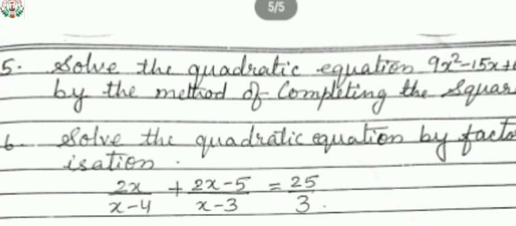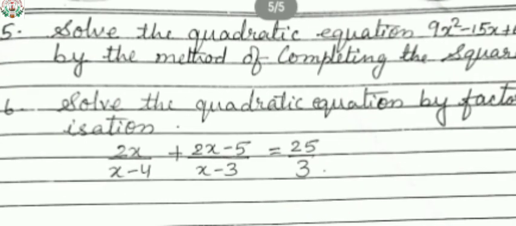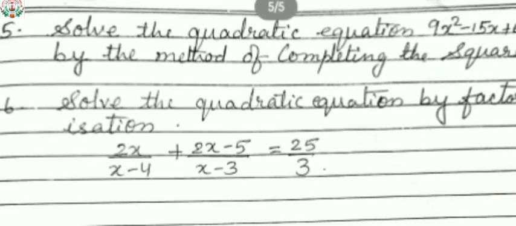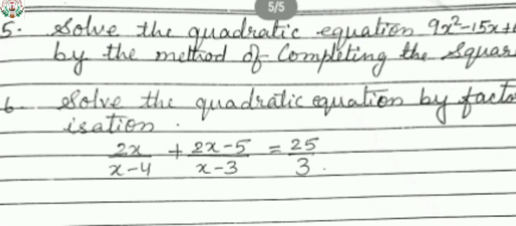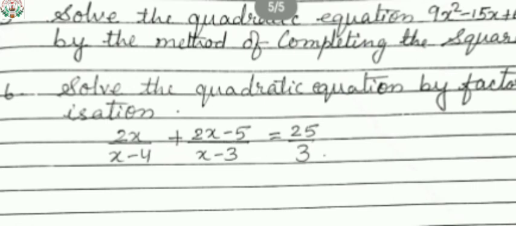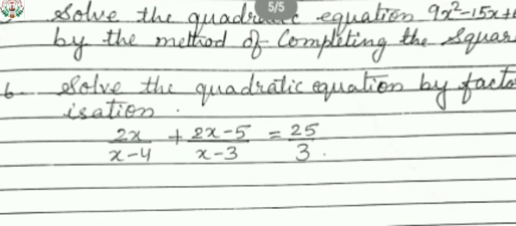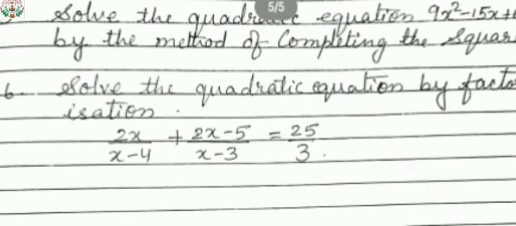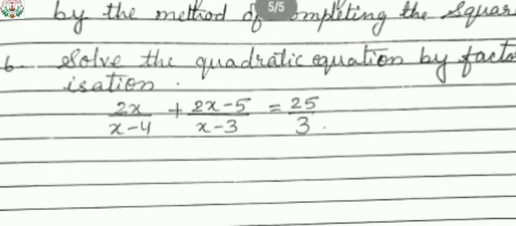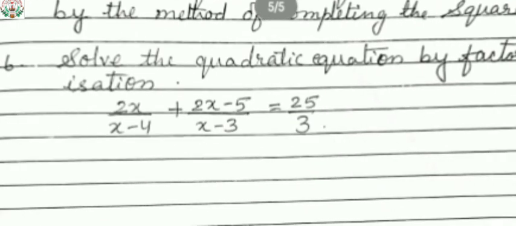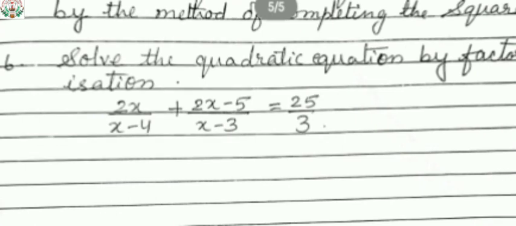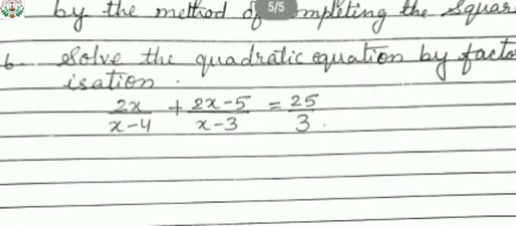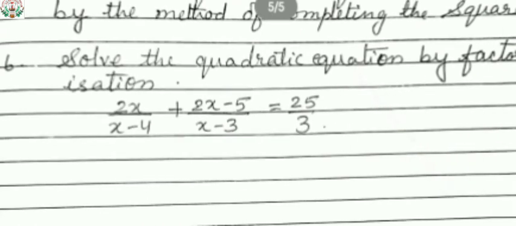Now take the LCM, that is (x minus 4) into (x minus 3), and then simplify the numerator, that is 2x into (x minus 3) plus (2x minus 5) into (x minus 4), equals 25 upon 3. Now multiply out the numerator and also multiply the denominator, equals 25 upon 3. Now cross multiply and get a quadratic equation.